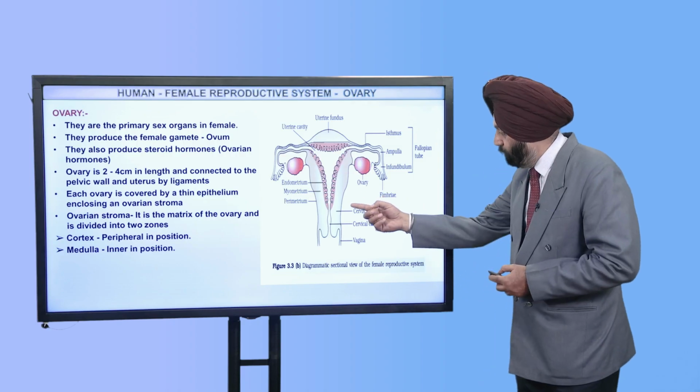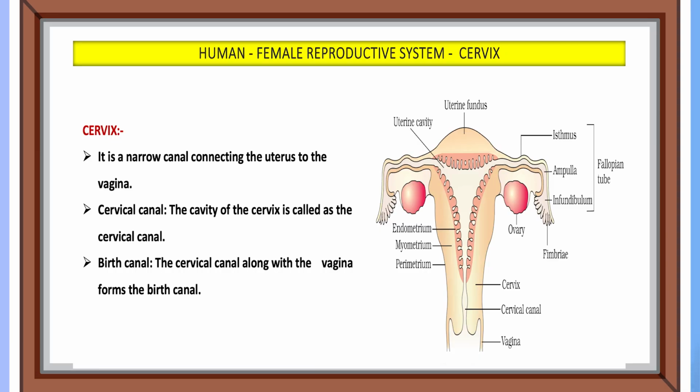Now we move on to the cervix. The cervix is a narrow canal connecting the uterus with the vagina. The cervical canal is the cavity in the cervix. Now we move on to the last part, that is the birth canal. The cervix and the vagina together form the birth canal. That means they will facilitate the birth of the baby.